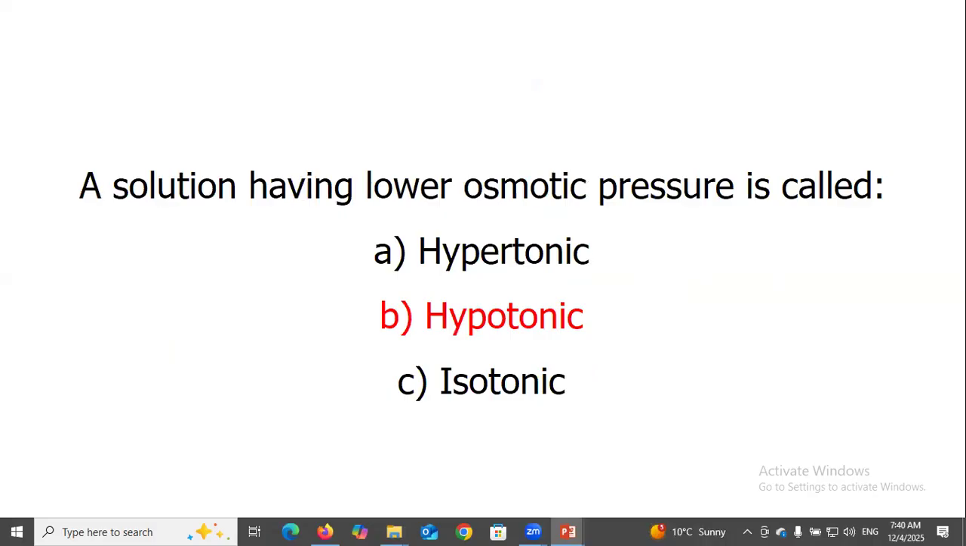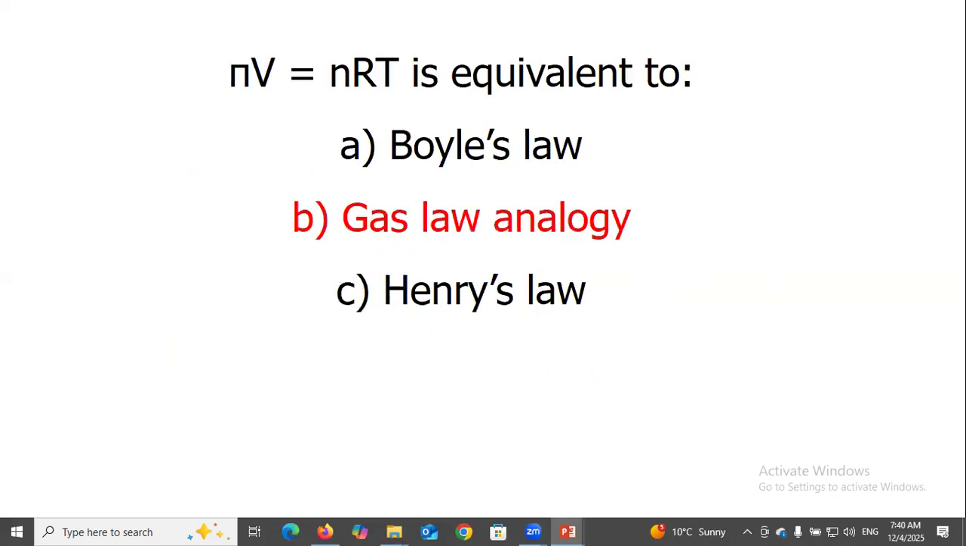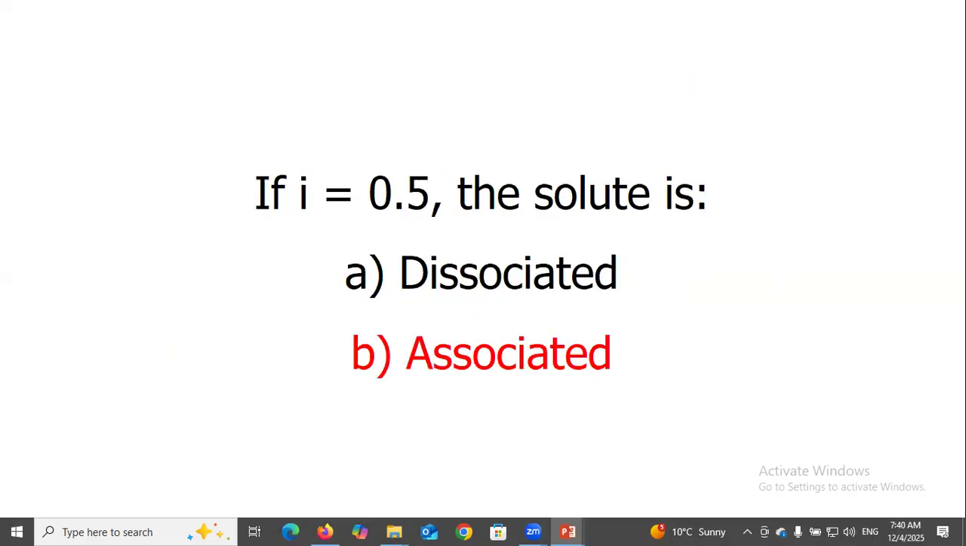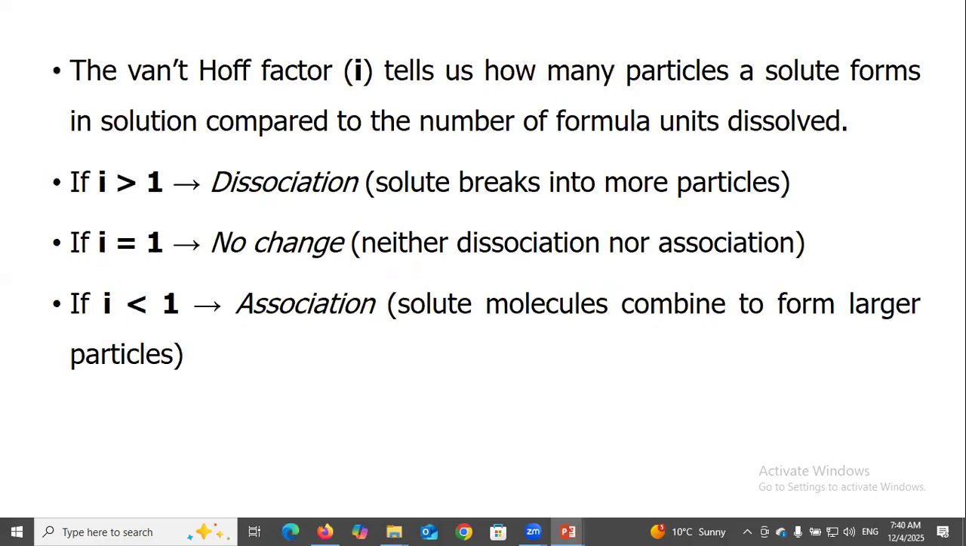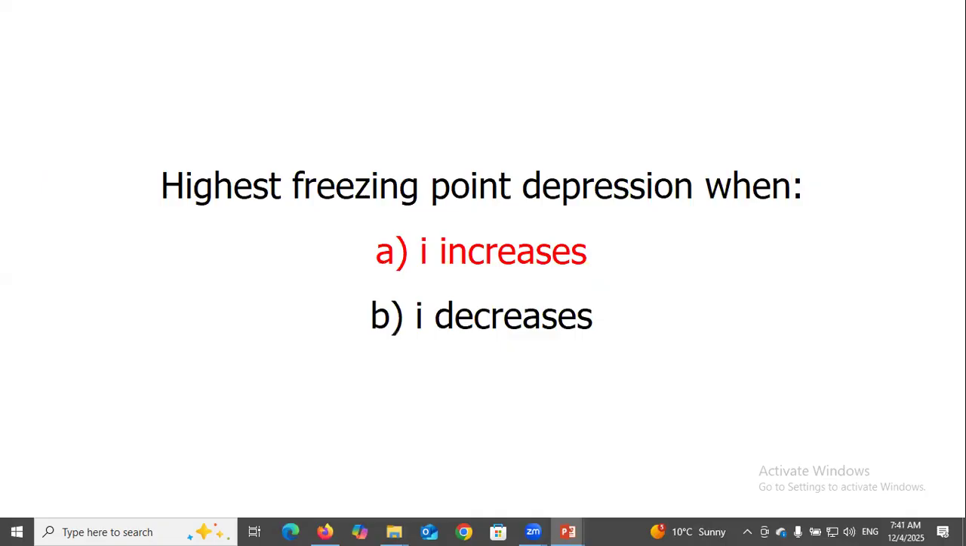A solution having lower osmotic pressure is called hypotonic. Pi V equal to nRT is equivalent to the gas law analogy. If i equal to 0.5, the solute is associated. For the value of i: greater than 1 is dissociation, equal to 1 is no change, less than 1 is association. Highest freezing point depression when van't Hoff factor i increases.